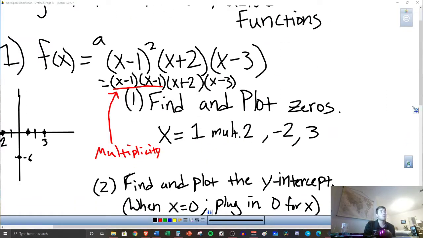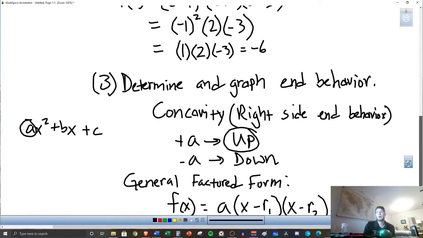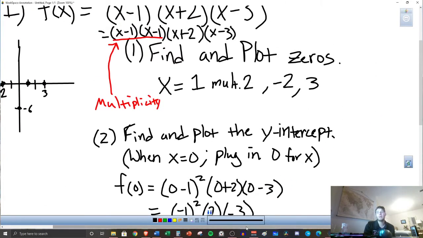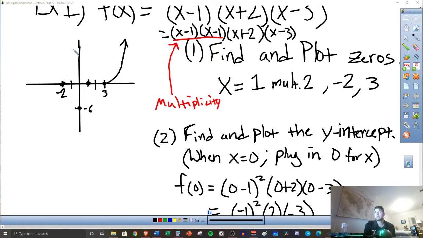Hopefully you said it was 1. And more specifically, hopefully you said positive. Okay, so in this situation, we are going up because a is positive. So what that means, go ahead and on your notes, draw with me a line going up from this 3. And that's the correct end behavior on that side. Now, we need to figure out what's happening over here. Is it going up or is it going down?